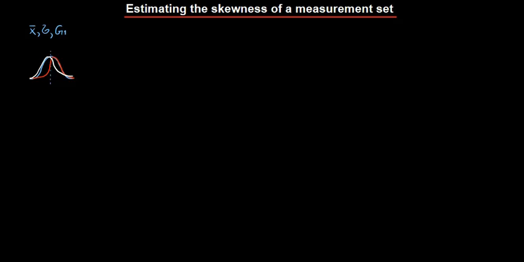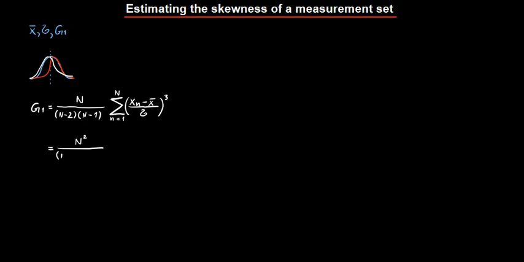Now how do we calculate it? Well, we can use the following formula. G1 equals n divided by (n minus 2) times (n minus 1) times the sum of ((x sub n minus the average value) divided by sigma), all that cubed, where little n goes from 1 to big N. This formula looks complicated at first, but it simplifies when we rewrite it in terms of the z-scores as n squared over (n minus 2) times (n minus 1) times 1 over n times the sum of z sub n cubed, where little n goes from 1 to big N.